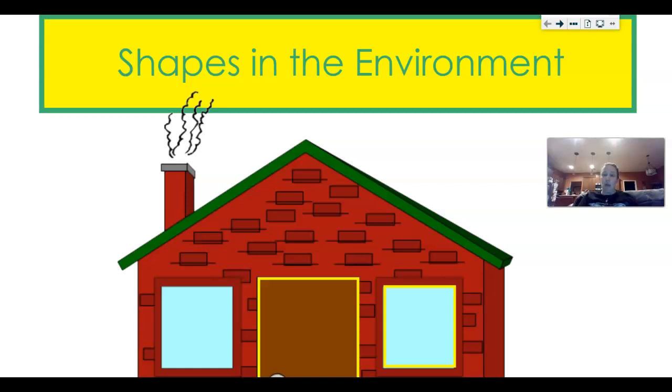Remember, attributes are the way that we know how they are different. Things like sides and vertices or corners, whether it's a closed or open shape. So if you take a look at this house I have here, right away I can see that I have some 2D shapes. Do you see this one right here? What do you notice? If you said it's a square, you're right, and I see there's another one here.